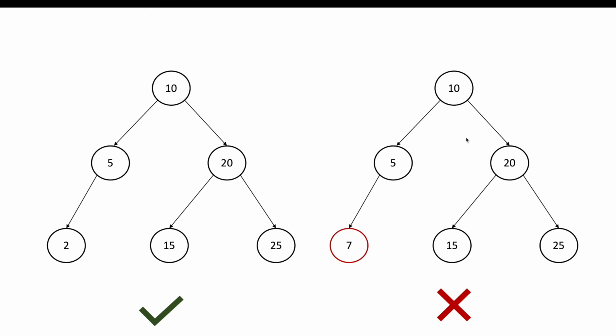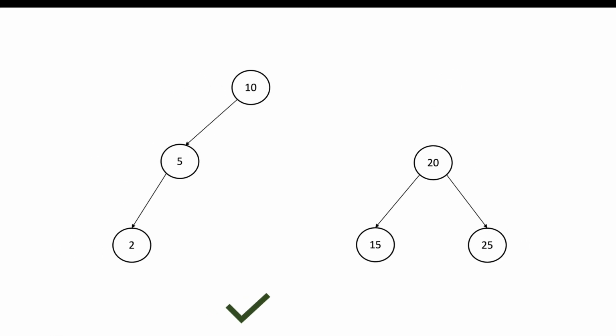Whereas in this example, we have 7, which is greater than 5, which is the left subtree for this root node. Even though it is lesser than 10, it breaks the BST rule in the child subtree. So this is not a valid BST.